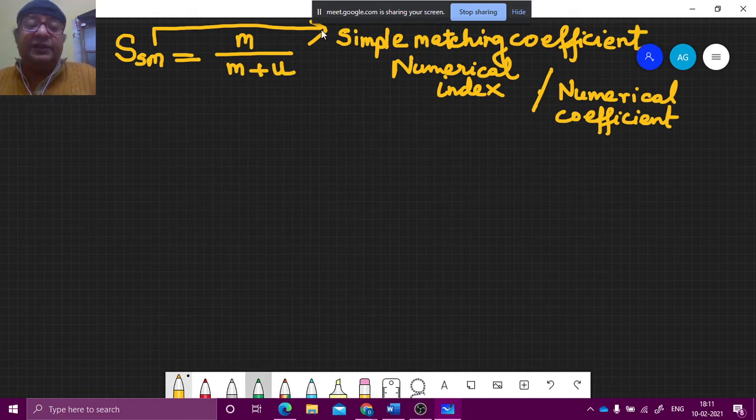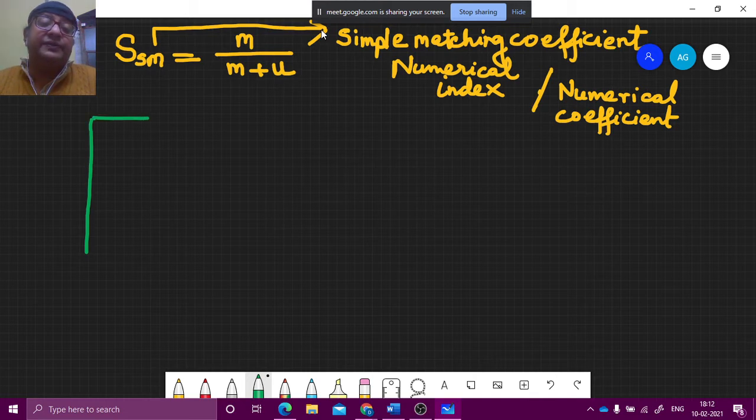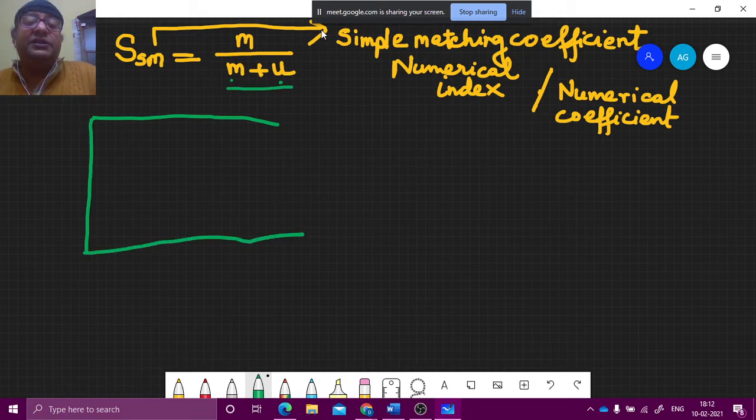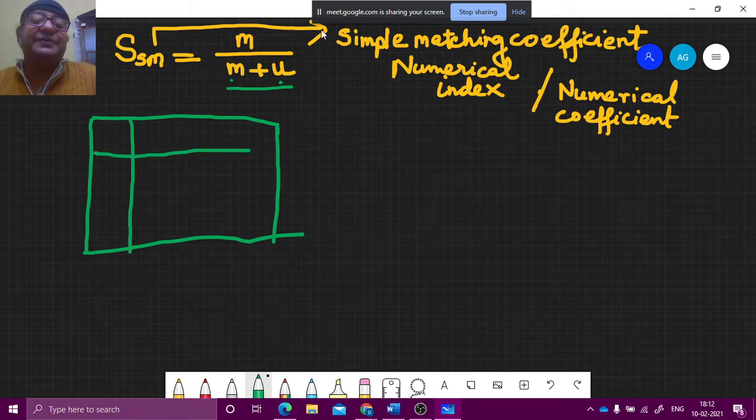Let us make a particular table. M is match and U is unmatch, not matching. M is similarity, U is dissimilarity, and this is the total number of characters taken. So let us draw a particular table. I'm not particularly good at drawing, but let's see. This is an art. So you have characters: character 1, character 2, character 3, character 4.